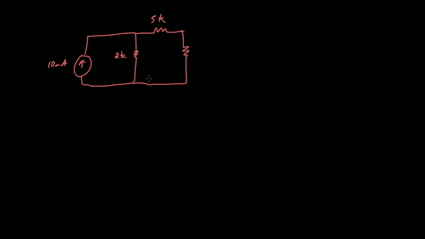I am going to have a 10 milliamp current source, and my circuit network is going to look like this. I have a 2K resistor there, a 5K resistor here, and a 13K resistor here. What I care about in this problem is the voltage across this 13K resistor. So anyway, this is the problem. Let me just go through solving this.